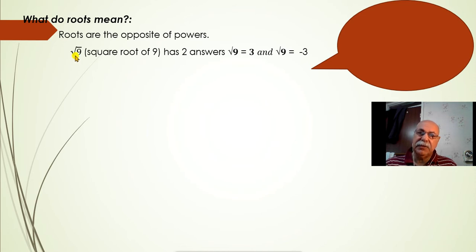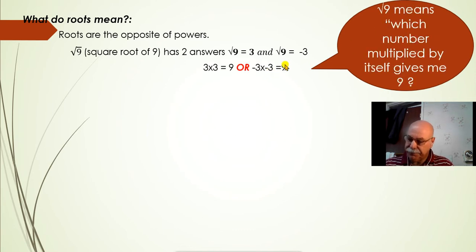Here in this example, 9 square root. What is the meaning of the square root of 9? The square root of 9 has two answers: either 3 or minus 3. 3 times 3 is 9, and minus 3 times minus 3 is also 9, because minus times minus is positive.